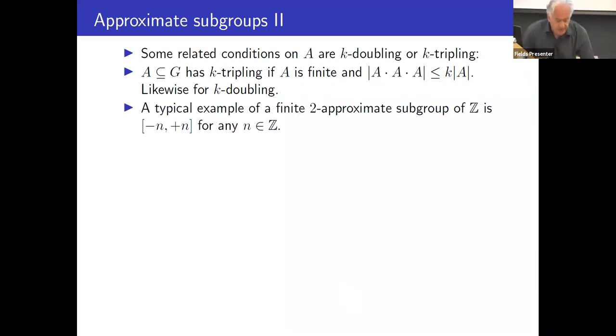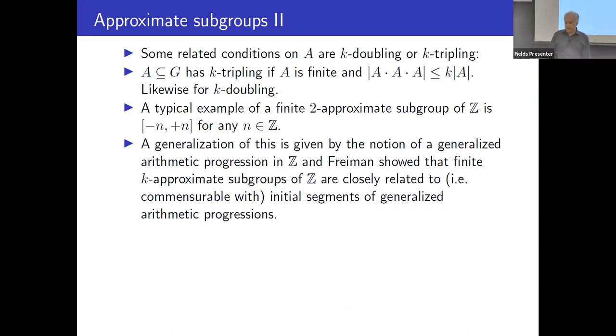A typical example of a two-approximate subgroup of the integers Z is minus N to plus N. Obviously it's two-approximate. You add it to itself, you get minus 2N to 2N, two times the size of the original thing you started with. A generalization of this is given by the notion of a generalized arithmetic progression in Z. Freiman, in one of the early results in additive combinatorics, showed that finite K-approximate subgroups are closely related to initial segments of generalized arithmetic progressions. Minus N to plus N is the first part of the arithmetic progression one, two, three, four. So you generalize it to a segment of a more general progression, which I'll define later.